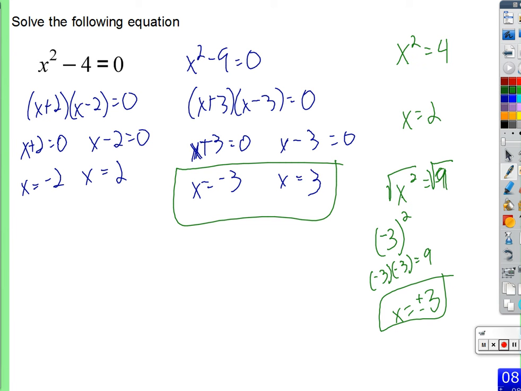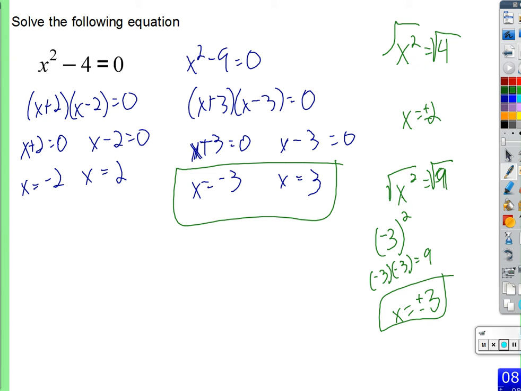So definitely treating it like a difference of squares and setting each factor equal to 0 will work. Got the right answers, right? Got the right solutions. But it is quite a bit faster, really, if we just add 4 to both sides and take the square root, x is plus or minus 2. Take the square root, x is plus or minus 3.